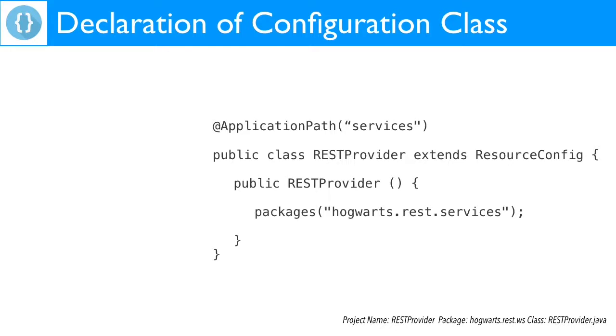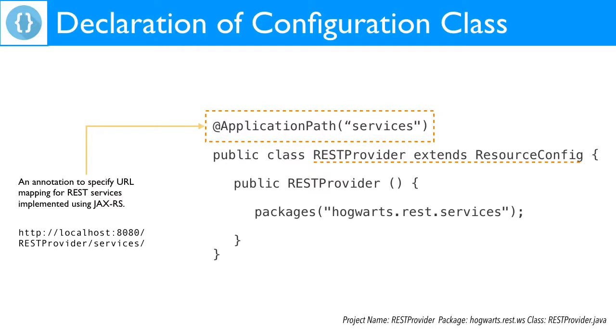This is the implementation of our configuration class. We name the class as RestProvider and extend it to ResourceConfig. Then we declare the path to be mapped to the package using ApplicationPath. We name the path as services. The name will be appended to localhost:8080/rest-provider, and it will become localhost:8080/rest-provider/services.